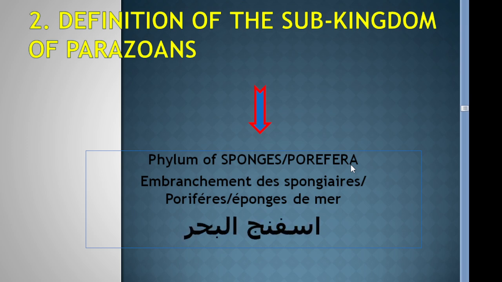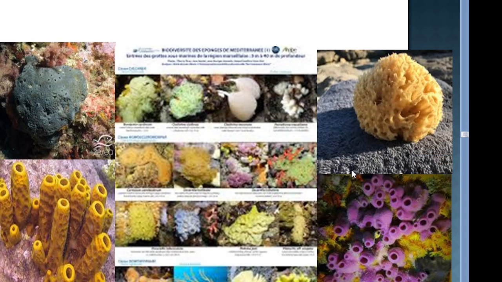And in Arabic, it is isfanj al-bahr. Okay? So, these living beings live in sea. Okay, and let's discover these creatures. So I have already shown this picture for you. Okay, but you can make your own research and discover other photos, because there are several photos representing these creatures.